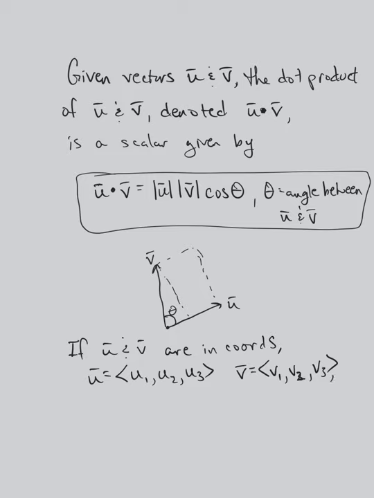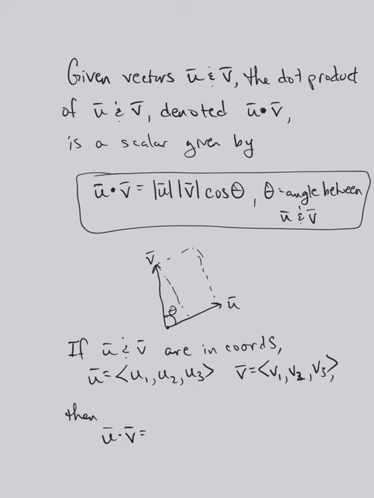Computing u dot v is a lot simpler if you have coordinates. One thing I forgot to mention here too, remember this is a scalar. How is this thing a scalar? Because the length of u is a scalar, the length of v is a scalar, and the cosine of theta is just some number. It's a scalar as well. So you're just multiplying 3 scalars right here, and you're getting a scalar. Same thing here.